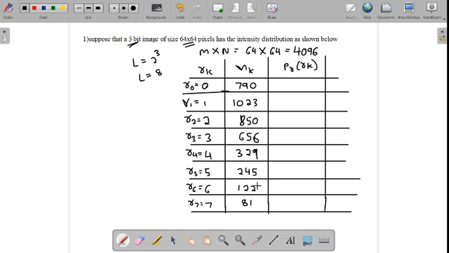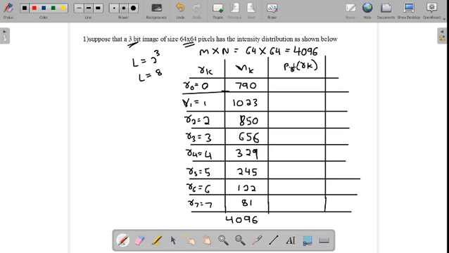Have you noted down? Okay, when you add up all these elements, it should be equal to 4096. In the exam they'll give rk and nk.